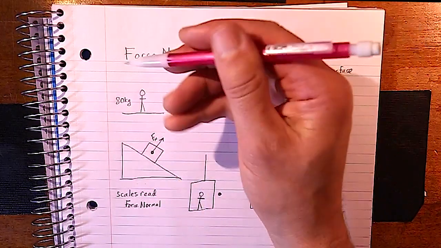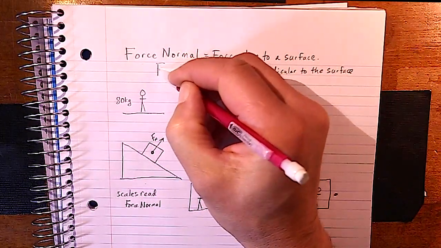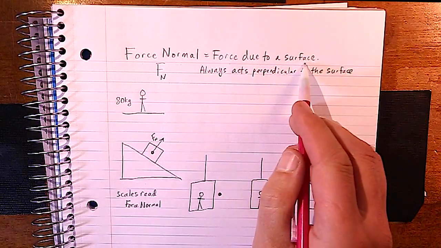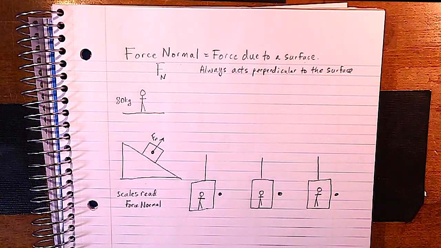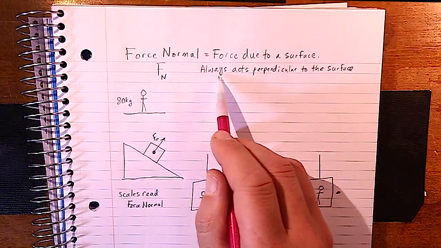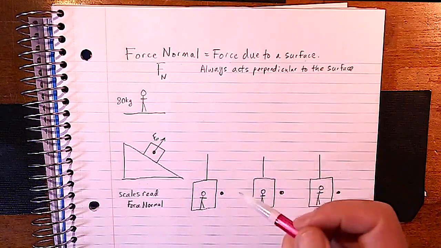Force normal, the symbol is F with a little n, is the force due to a surface. So if you are standing on the ground, that would be the floor. If you're sitting in a chair, it would be the chair. If you're driving down a road, it would be the road. And it's important to know that the force normal always acts perpendicular to the surface.